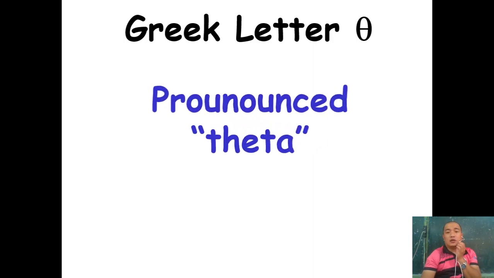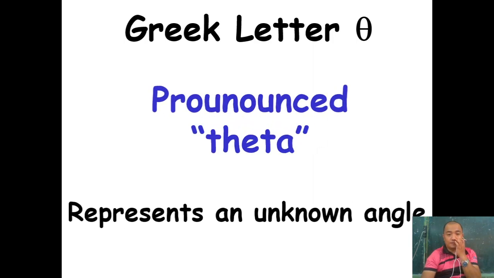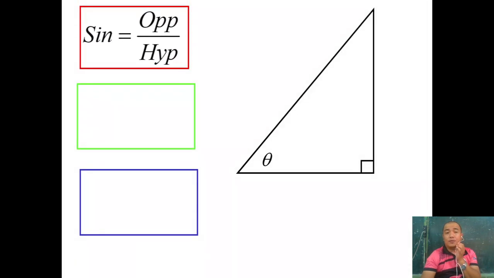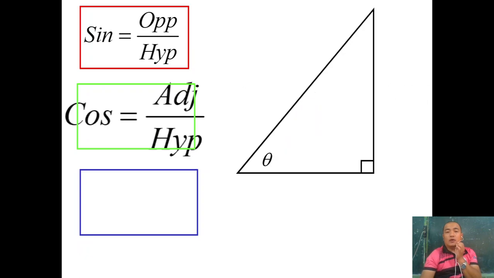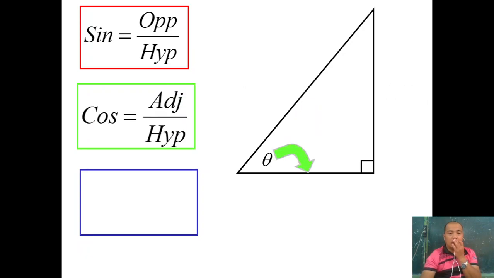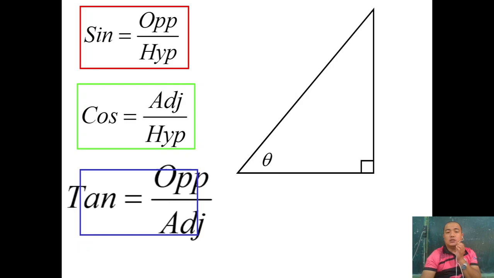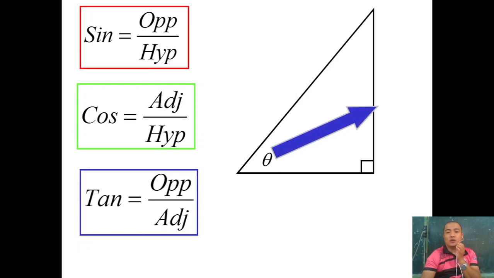The Greek letter theta represents an unknown angle. Sine theta is equal to opposite over hypotenuse. Cosine is adjacent over hypotenuse. And tangent is equal to opposite over adjacent side, the opposite of theta and the adjacent side of theta.